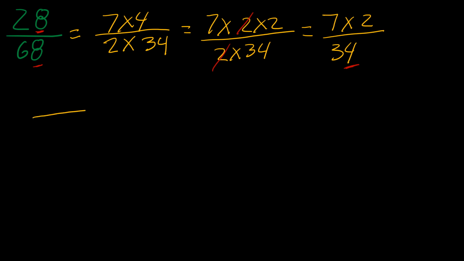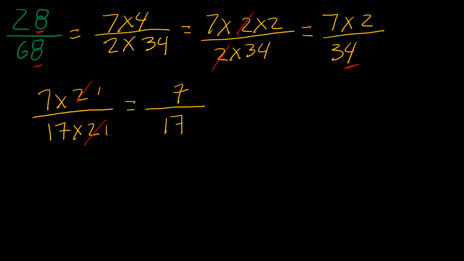Right, so if we divide 34 by 2, we get 17. So we have 17 on bottom, well 17 times 2, and we have 7 times 2 on top. So now, if you're going to multiply by 2 and then divide by 2, what's going to happen? That's right, they'll cancel each other out. 1 and 1. 7 over 17 would be your answer.